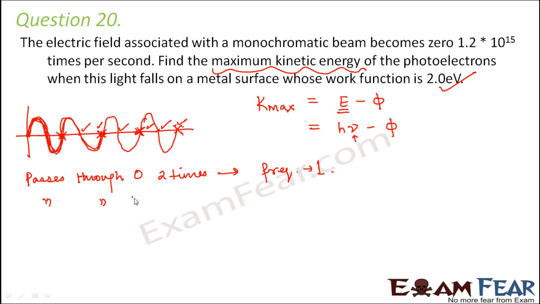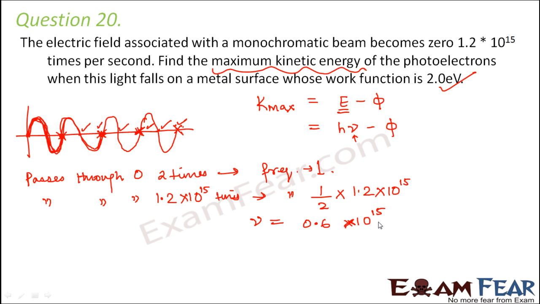So now, when it passes through 0 1.2 into 10 to the power 15 times, what would be the corresponding frequency? The corresponding frequency would be 1 by 2 into 1.2 into 10 to the power 15. So this is equal to 0.6 into 10 to the power 15. So this is the value of frequency.